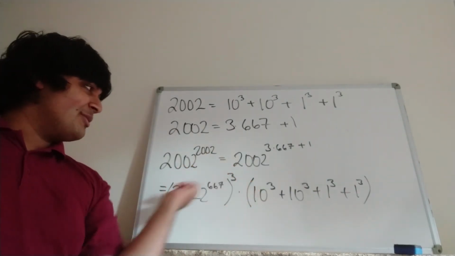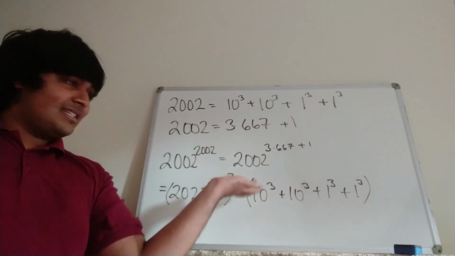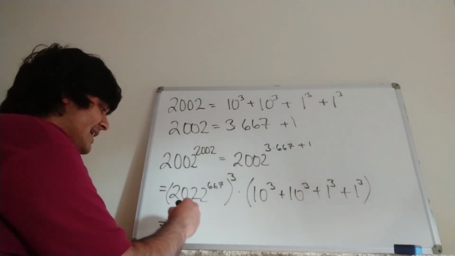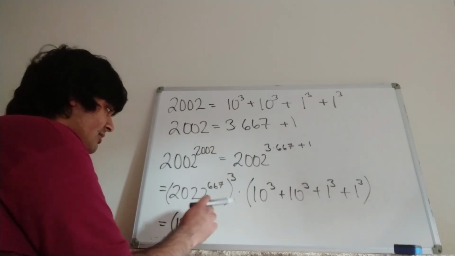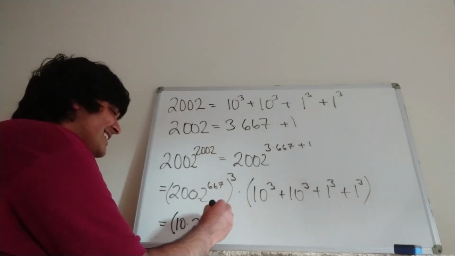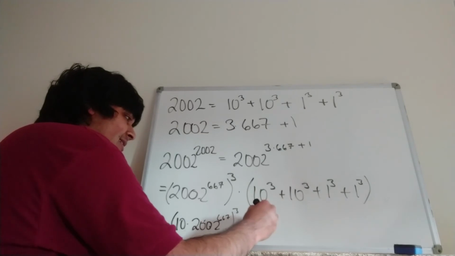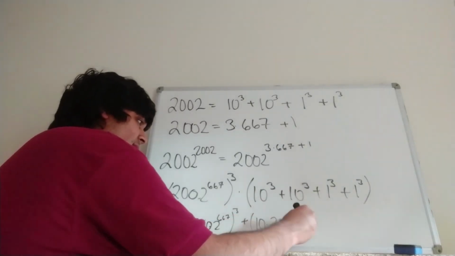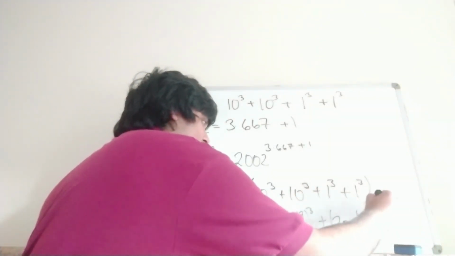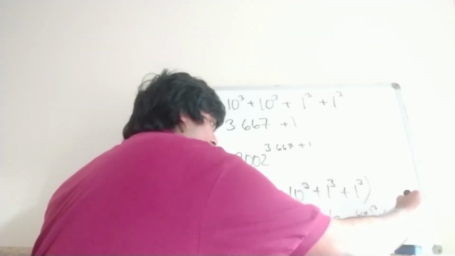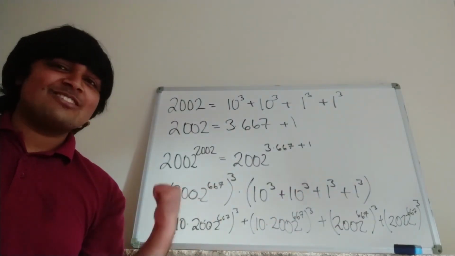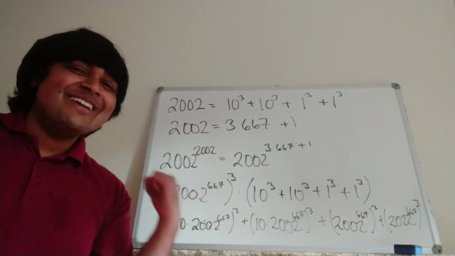But if we just distribute this into the summation, we're going to get the sum of 4 massive numbers cubed. So I'll just write this down. If I bring this into this one, I can write the first term as 10 times 2002 to the 667, cubed, plus 10 times 2002 to the 667, cubed, plus 2002 to the 667 cubed, and then finally 2002 to the 667 cubed, like so. When you sum it up, you're going to get 2002 to the power of 2002.